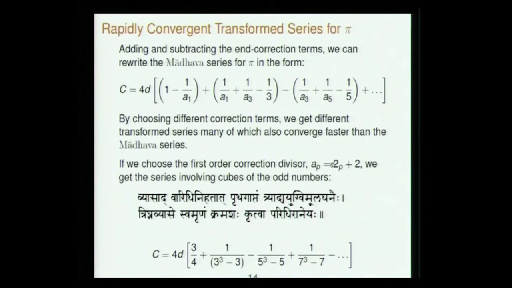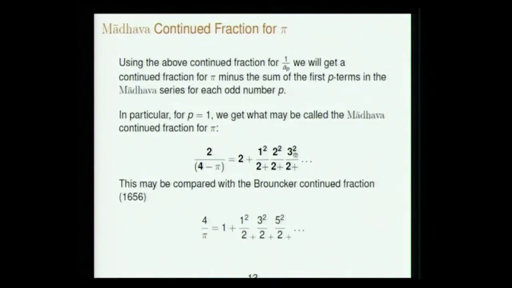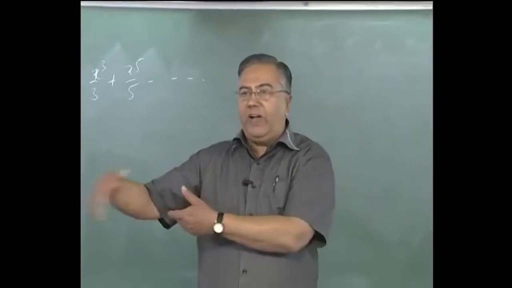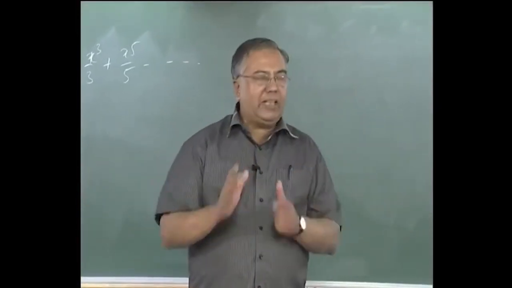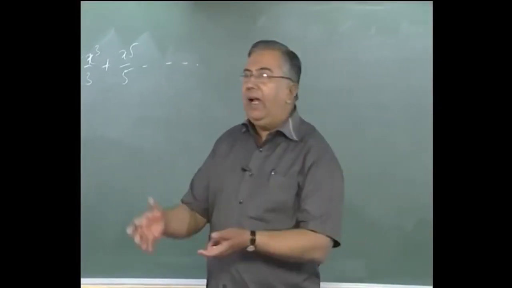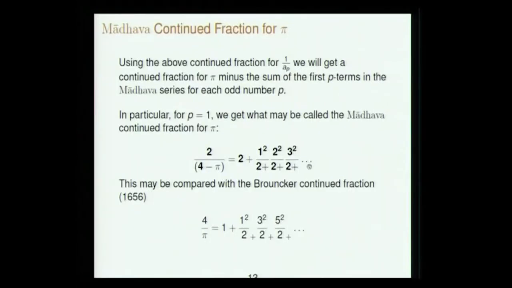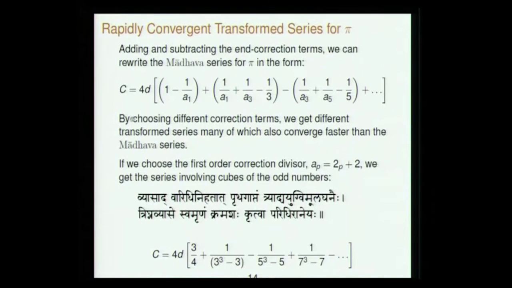In fact, now having given the correction terms, Madhava found a simple way in which the series itself can be transformed to appear like a faster convergent series. Once you have these correction terms, you can use them and convert the series itself. So, that is the next thing. Having done the correction term, this is a way of rewriting the series itself.